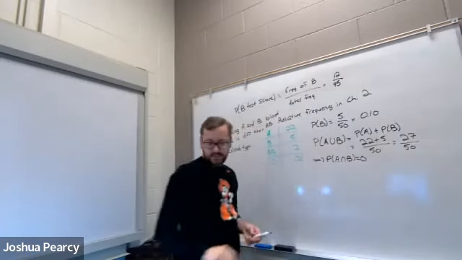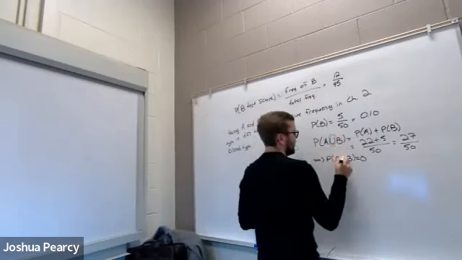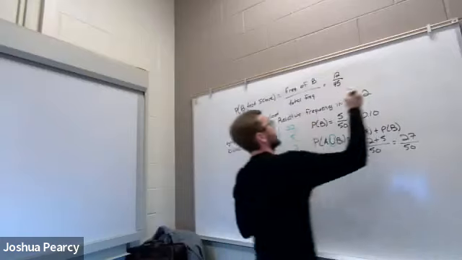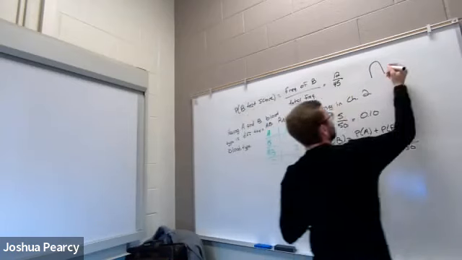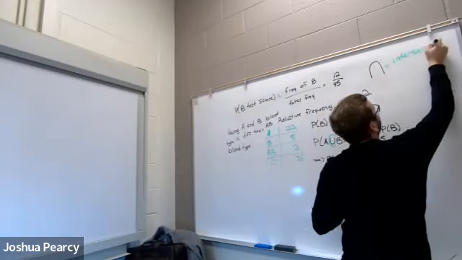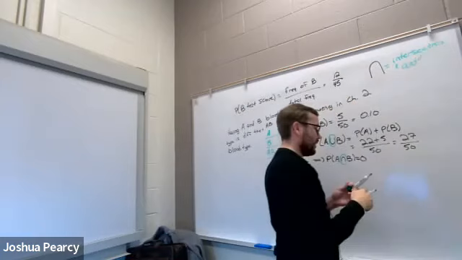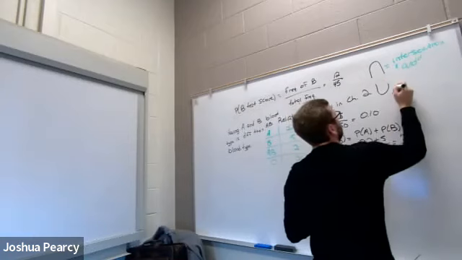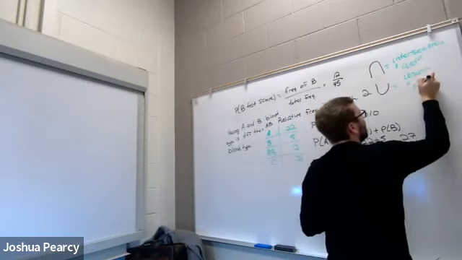Has anyone seen this symbol and this symbol? Okay, so the intersection is represented by that. It's pretty much an upside down U. And this is the intersection, or and. And then whenever we flip it upside down, it's like a U. And this is called the union.